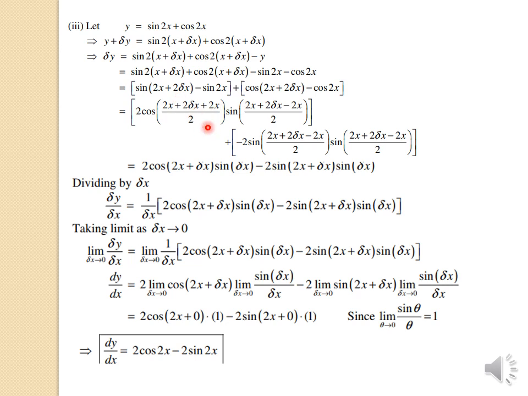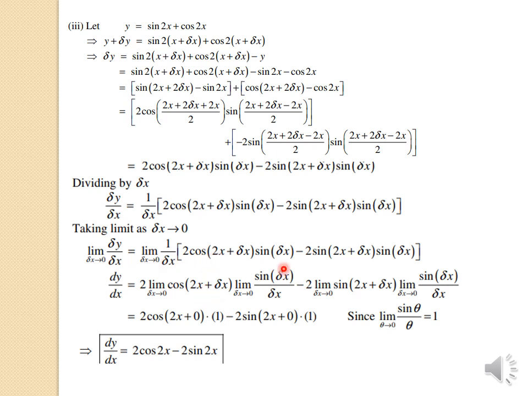So students, after simplification we will get 2 cos of 2x plus delta x into sin delta x, and minus 2 sin of 2x plus delta x into sin delta x. Now students, we divide by delta x on both sides, so delta y upon delta x, and now in the denominator we divide delta x. Now in the next step, taking limit delta x approaches 0 on the left hand side and right hand side as well. So students, in the next step it will become dy upon dx, and here we apply the limit delta x approaches 0 on every term separately.